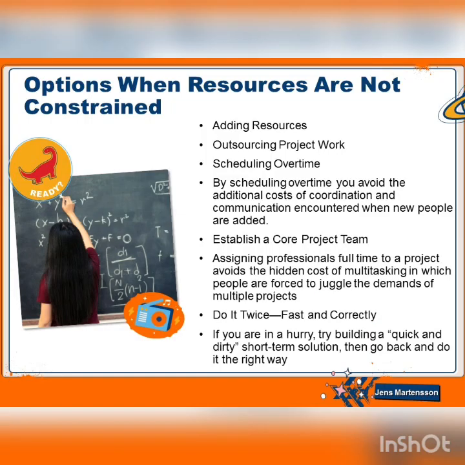Options when resources are not constrained: 1. Adding resources. 2. Outsourcing project work. 3. Scheduling overtime. 4. Establish a core project team. 5. Do it twice, less, and in production.